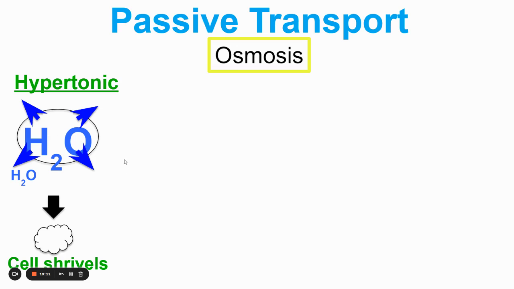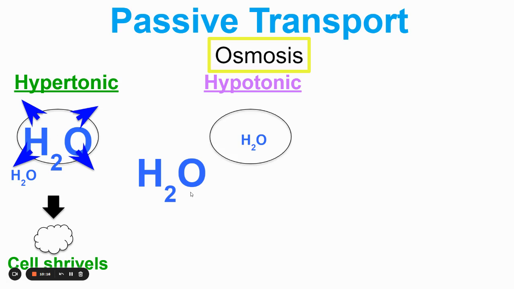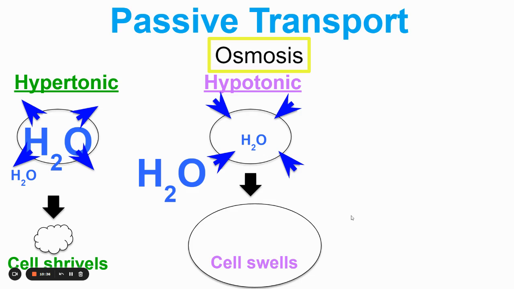So it's going to want to leave the cell and our cell's going to shrivel up. Here's our hypotonic situation. There's a whole bunch of solutes inside the cell, which means that there's not very much water inside the cell. So the water is going to want to go from its higher concentration outside to inside the cell. Or another way to say that is it wants to go where the party is. And so it's going to move into the cell and the cell is going to swell up.